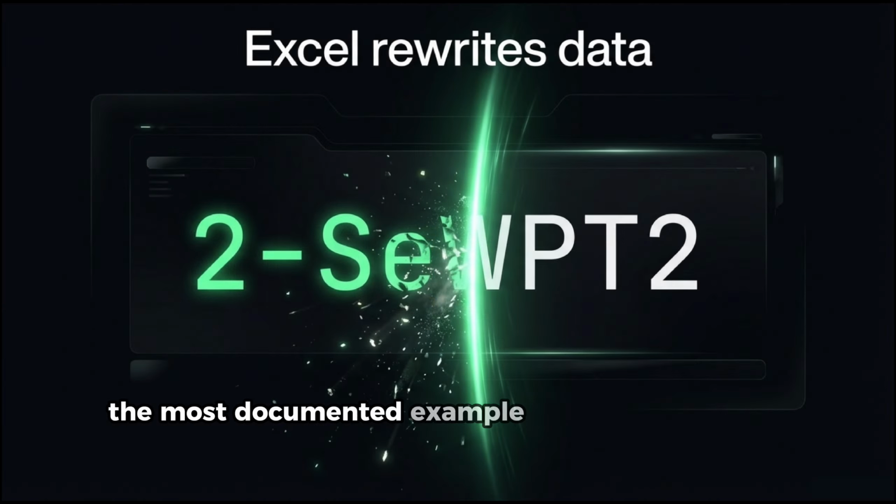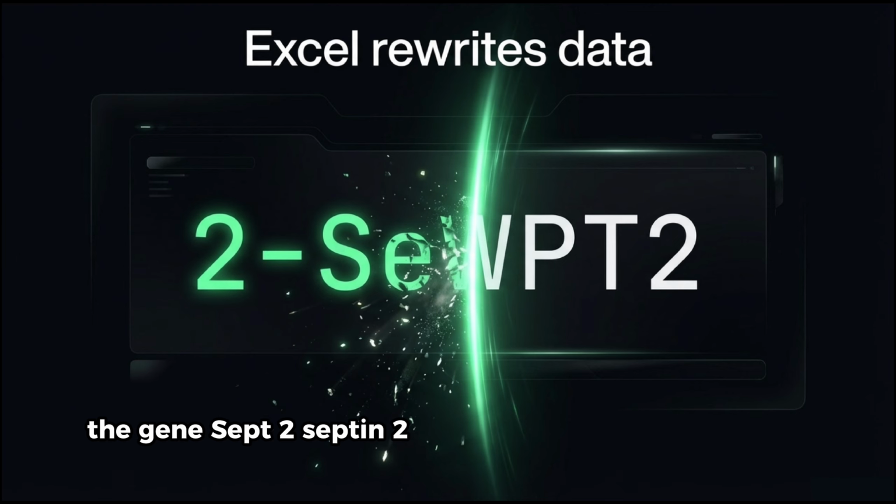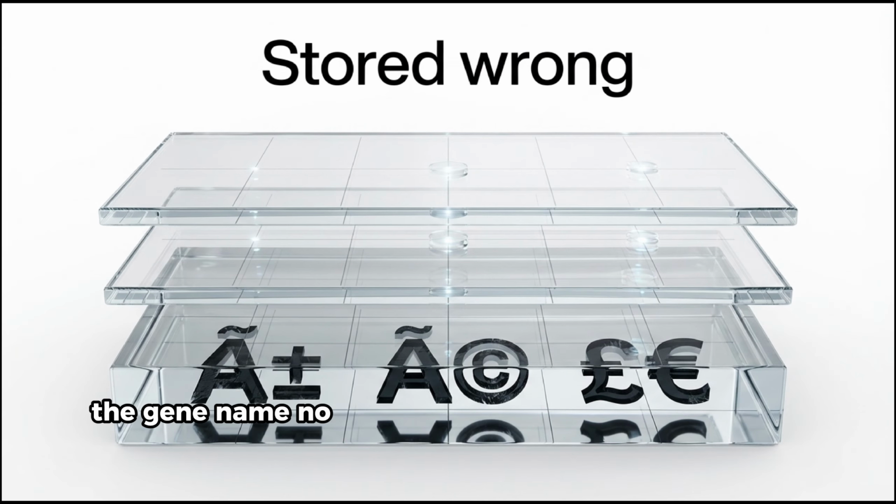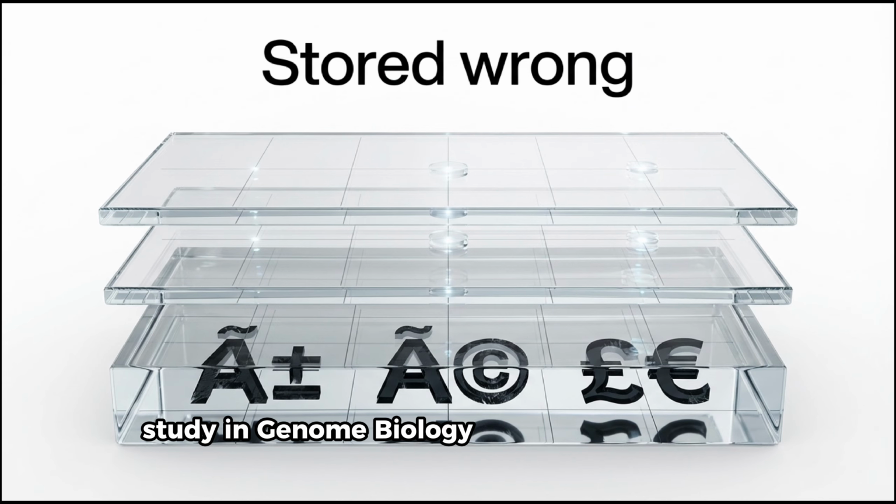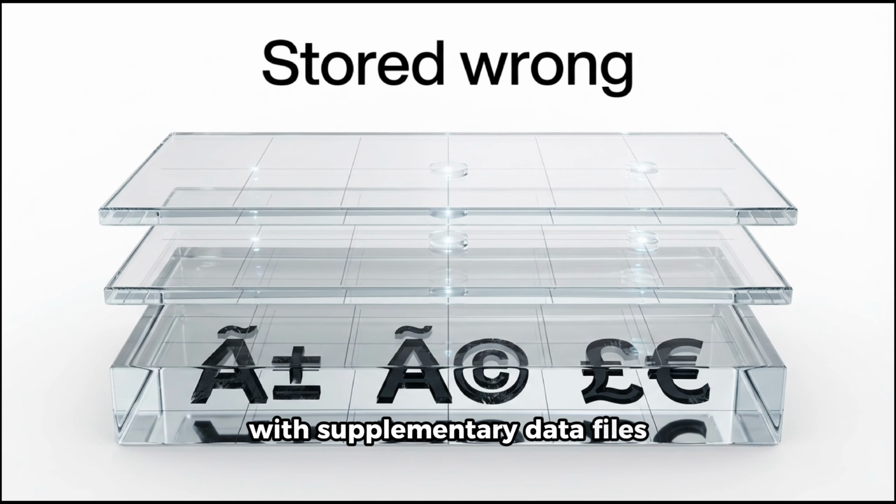The most documented example of this comes from genomics research. The gene SEPT2, Septin 2, looks to Excel like September 2nd. Excel converts it to 2-Sep. The researcher saves the file. The gene name no longer exists anywhere in the dataset. A 2016 study in Genome Biology found that roughly 1/5 of published genetics papers with supplementary data files contained gene names corrupted by Excel's auto-conversion. 1/5 published. Peer-reviewed. Silent corruption that passed through the entire research and publication process without anyone noticing.